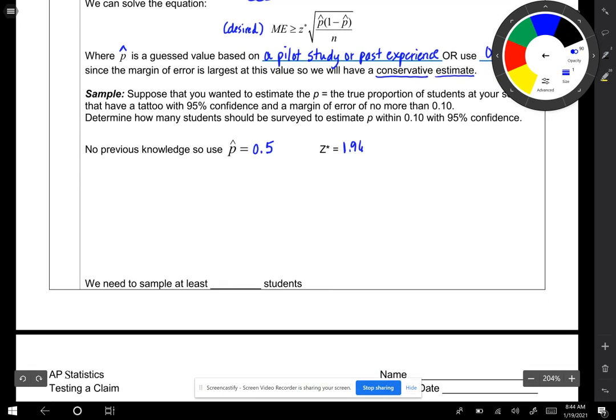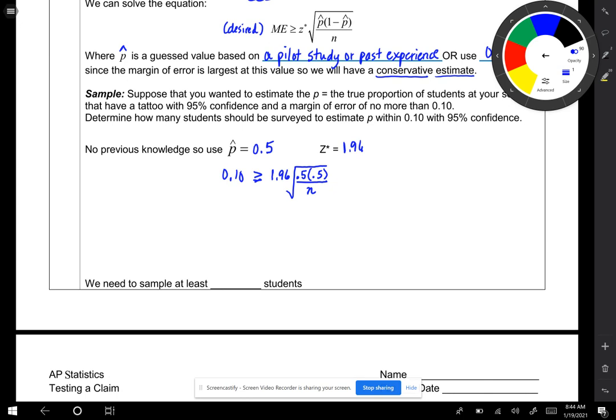Okay, so now we are going to plug in our information into our formula. So our desired margin of error is going to be 0.10, which has to be greater than or equal to our calculated one. So test statistic 1.96, that's our z star, times the square root of p hat times 1 minus p hat, so 0.5 times 1 minus 0.5, all over our sample size, which we're trying to find. So we are trying to solve for n here.